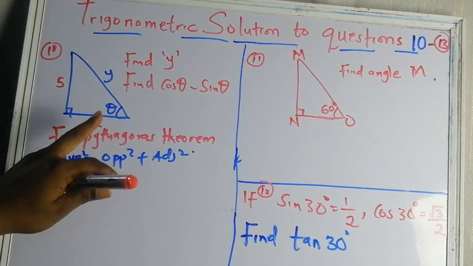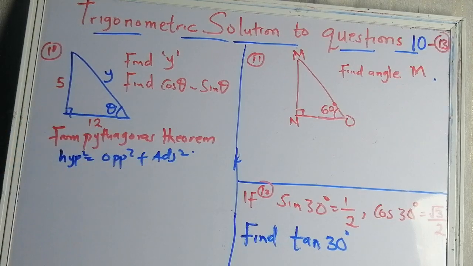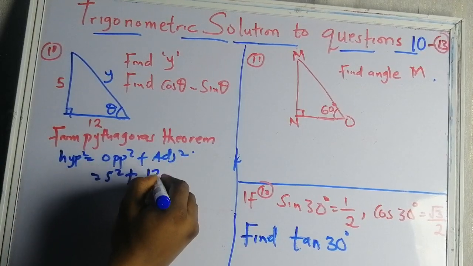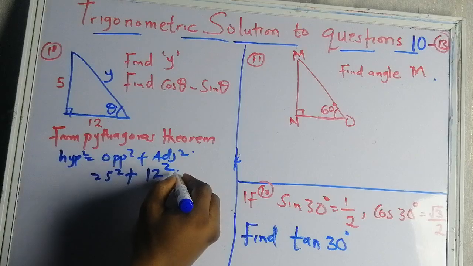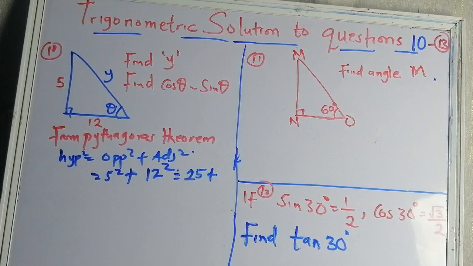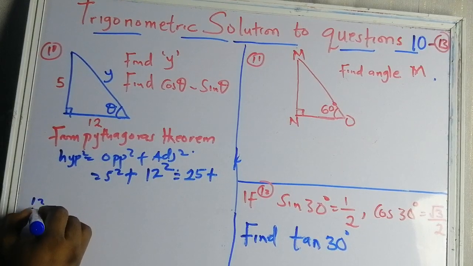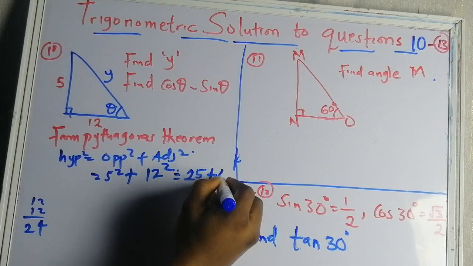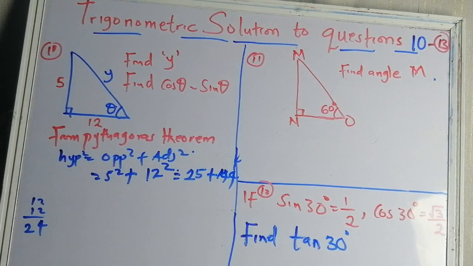So you already know your opposite. Any side facing the angle is the opposite, which is 5 square, plus your adjacent square. What is your 5 square? That is 25. And the other one is 12 times 12. You can quickly do it, or if you have your calculator, that one is not a problem. That's 144. So after you get that, you can now add the values. This is for theoretical sake.